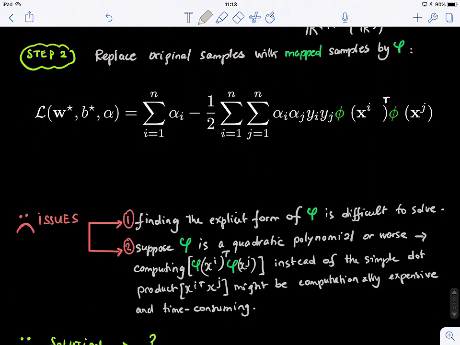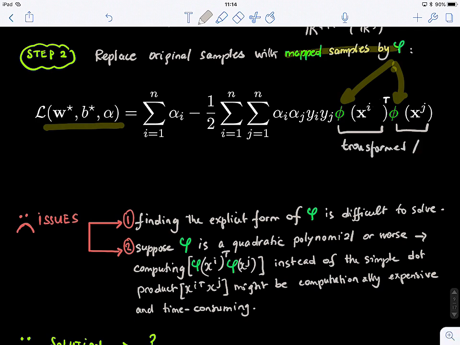So if you remember, this is what we got for the Lagrangian, the dual Lagrangian, when solving the support vector machine classification problem. And the key idea here is in the second step, once we find the good phi, the good candidate mapping function, we simply need to use the dot product between the mapped features, the mapped samples, xi and xj, in the transformed or mapped space. So it's just this simple operation that we need to do.